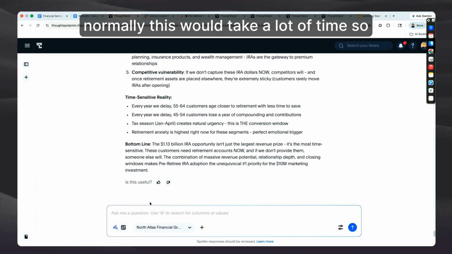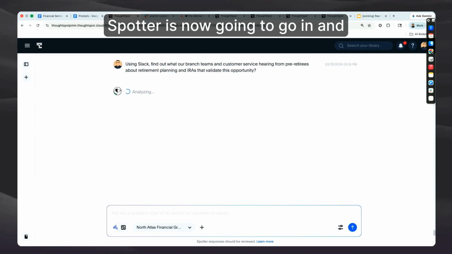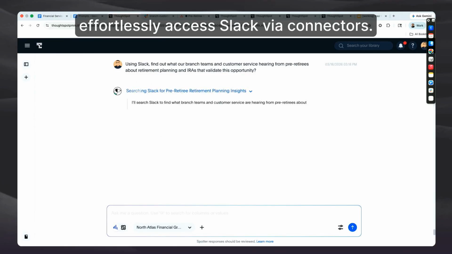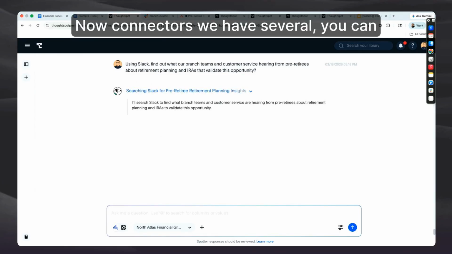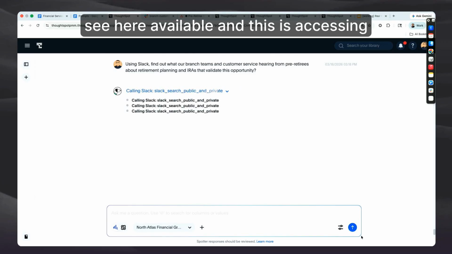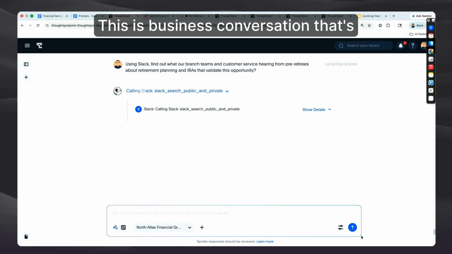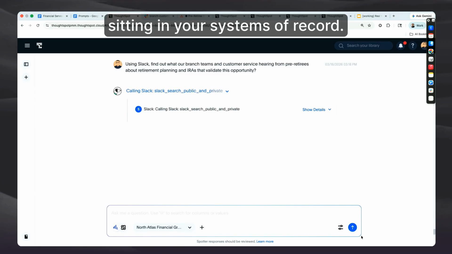Normally, this would take a lot of time. So let's go in and do that now on the prompt. Spotter is now going to go in and effortlessly access Slack via connectors. Now, connectors we have several. You can see here available. And this is accessing all the unstructured data that exists. This is business conversation that's sitting in your systems of record.